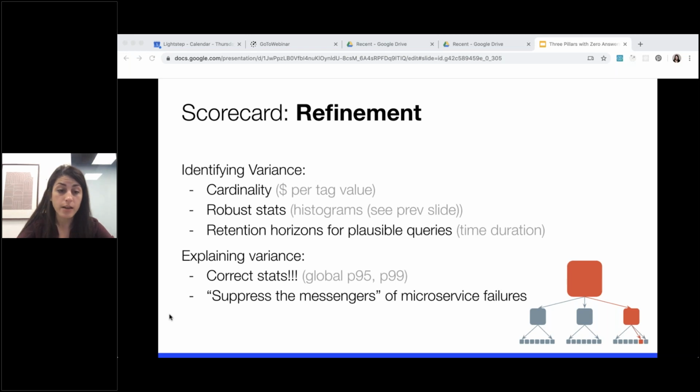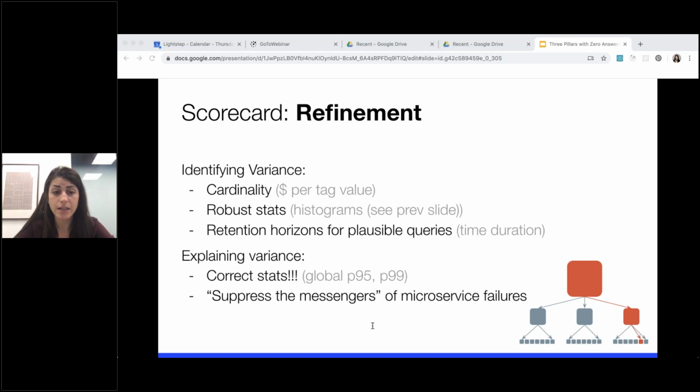That's fairly important here as well. It's also important to have robust statistics, and in my mind that means that we should be using histograms. It's pretty important because it allows you to quickly reduce the entire set of your hypotheses, and it allows you to, for example, look at the top 5% requests. So that's a really nice thing to refine.